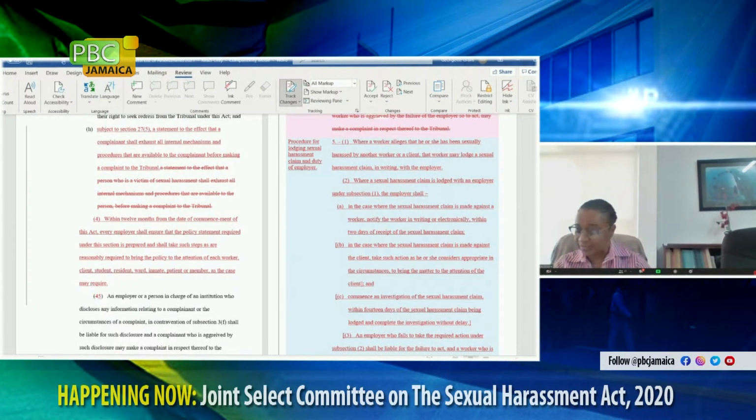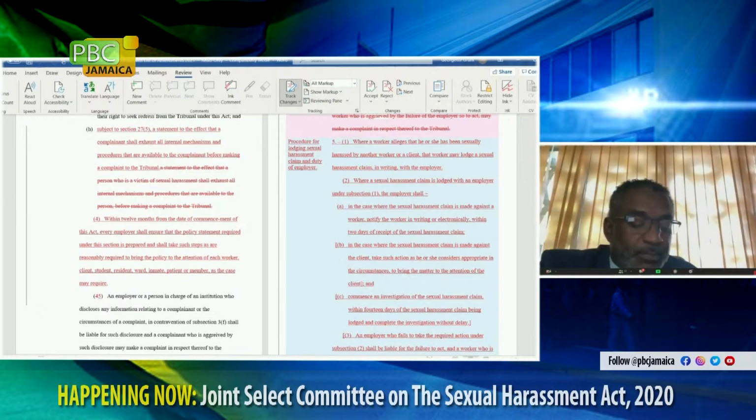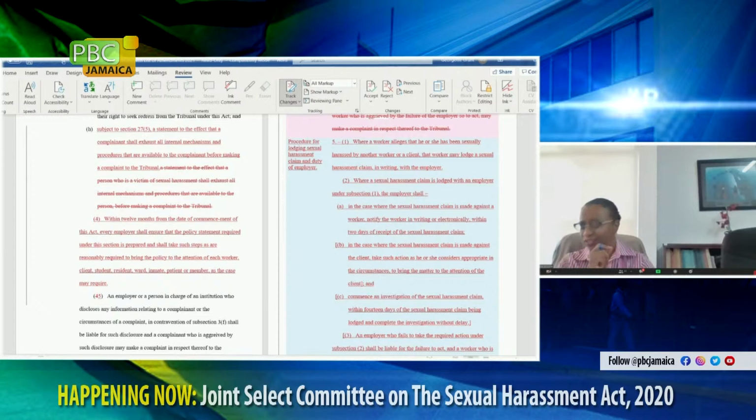So we inserted, subject to section 27.5, a statement to the effect that the complainant shall exhaust all internal mechanisms and procedures that are available to the complainant before making a complaint to the tribunal. Right. I just wanted to state, Chair, before we move on, it's not clear, Georgette, on the screen that the framework document is also incorporated. We see it at the back as Schedule 1 of the Act now.